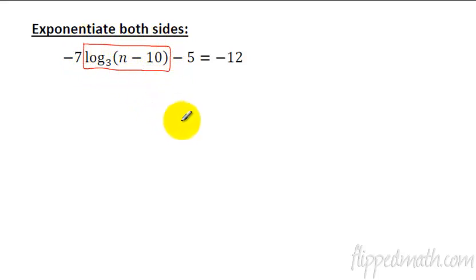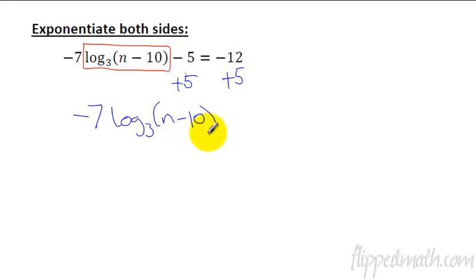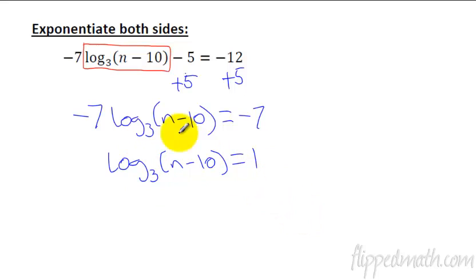Okay, so now we're going to isolate the logarithm. That's what we want to get by itself now. So for me, I will add 5. And then I get negative 7 log base 3 of n minus 10 equals negative 7. Then divide both sides by negative 7. We get log base 3 of n minus 10 equals 1. Don't add 7 here. Be careful. This is multiplication right there. You need to divide by negative 7 to get rid of the negative 7.